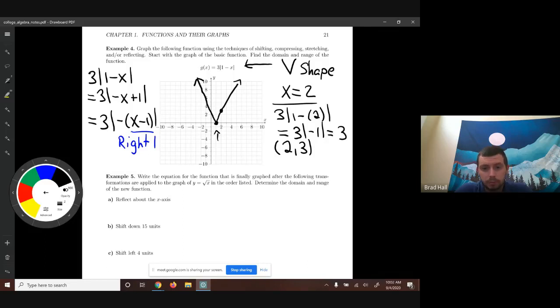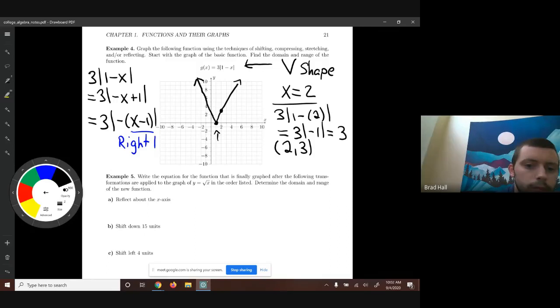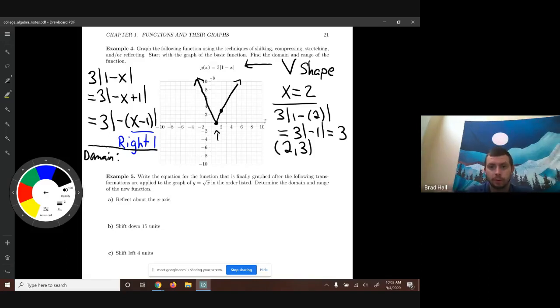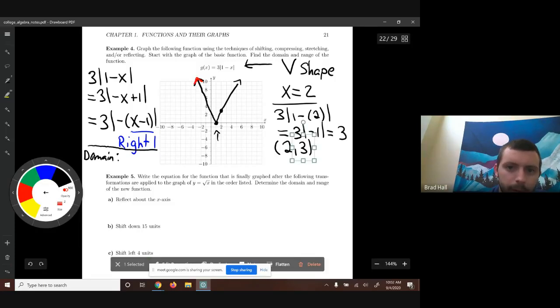So from here, all we have to do is find the domain and the range. So the domain, it's how far to the left versus how far to the right you can go. The furthest to the left, we hit this arrow, and the furthest to the right, we hit this arrow. So this one's pretty easy.